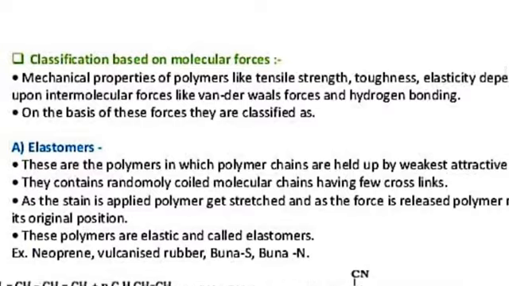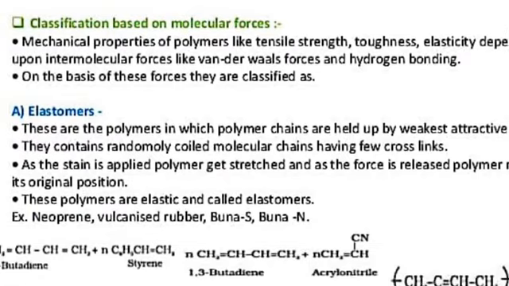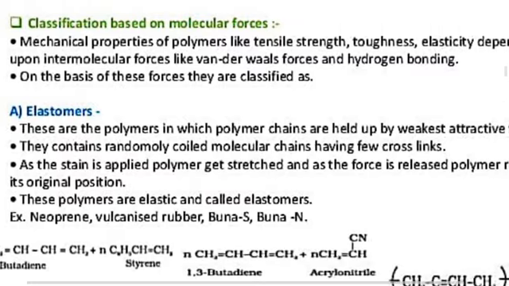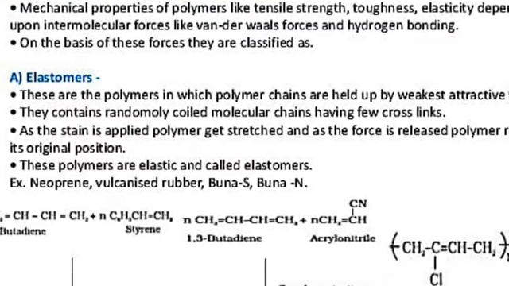Now the next classification is based on molecular force. Mechanical properties of polymers like tensile strength, toughness and elasticity depend upon intermolecular forces like van der Waals force or hydrogen bond. On the basis of these forces, they are classified into four categories.